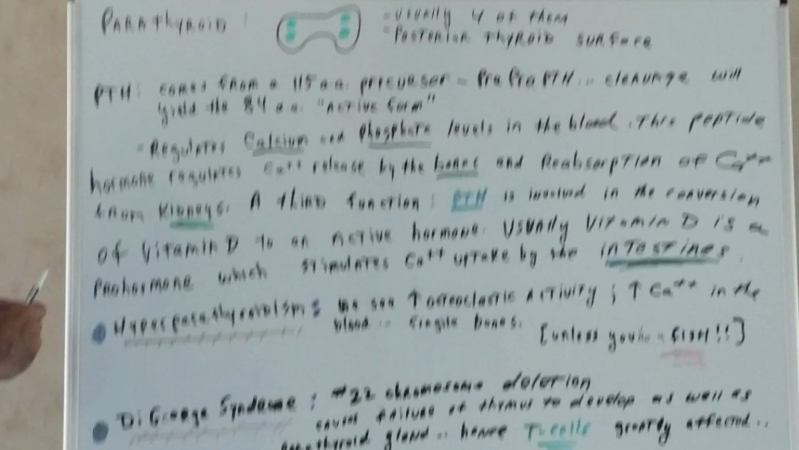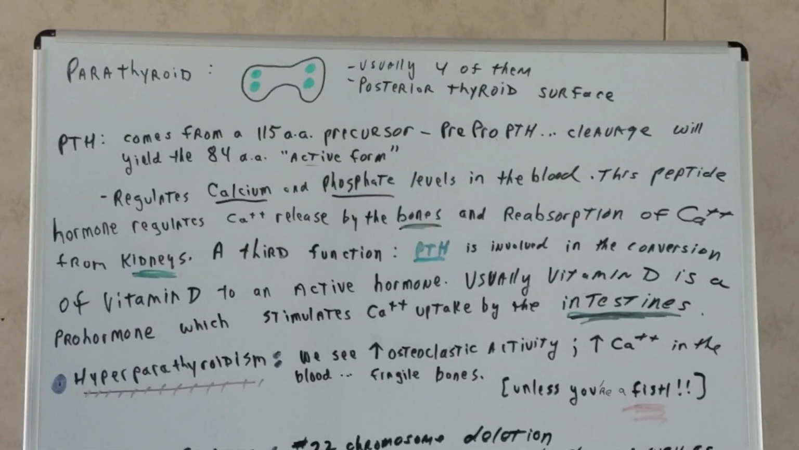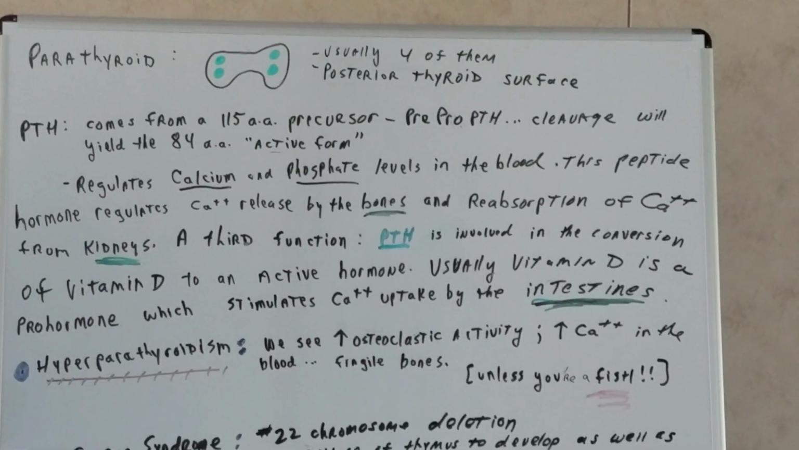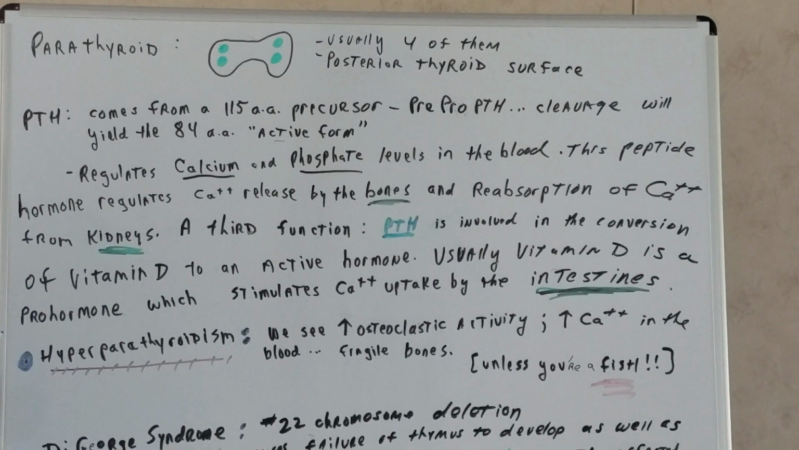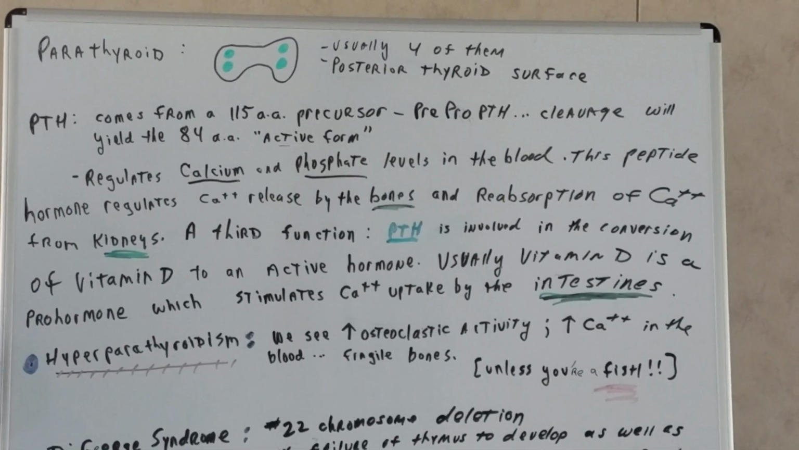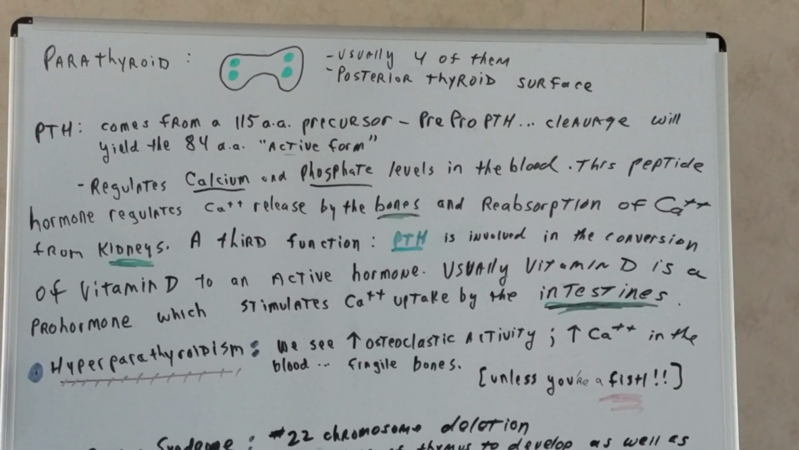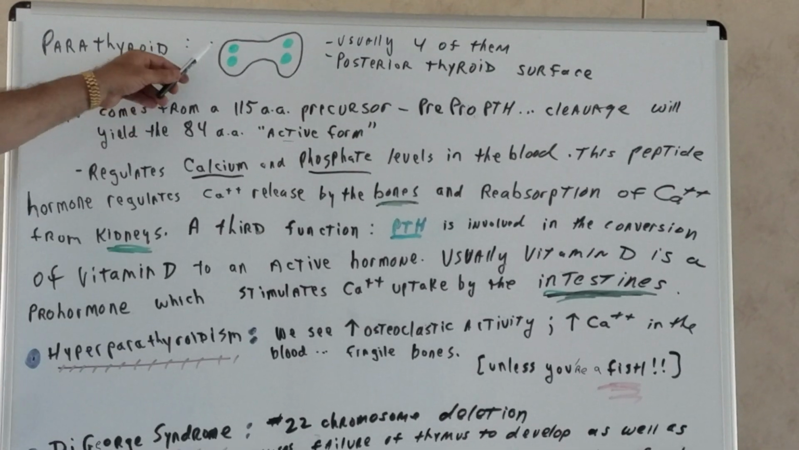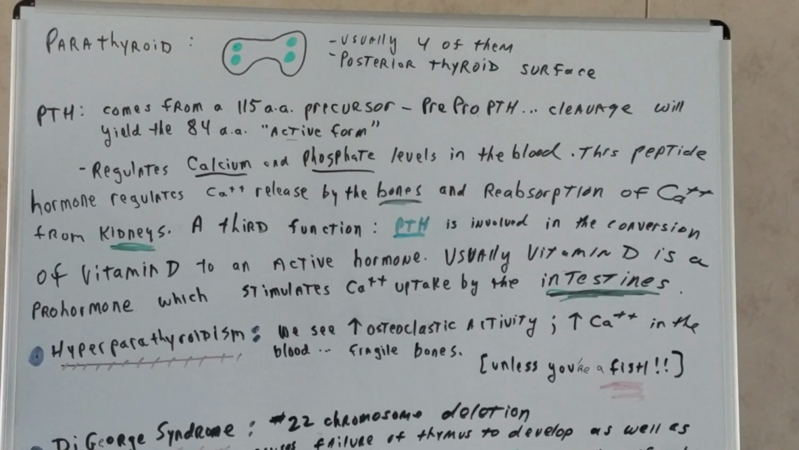The parathyroid gland, usually there's 4 of them, as you can see, which I feebly made an attempt to draw, on the thyroid gland. These 4 glands are located on the posterior thyroid surface. And as you can see, I put them in green.